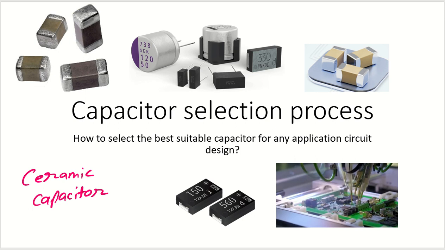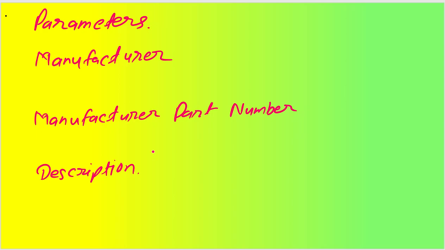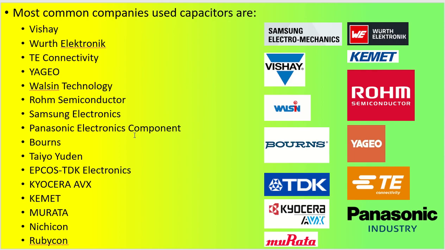If you see the parameters, we first have to target which manufacturers we should be taking. We need to understand which manufacturers in the world are producing good capacitors. I have listed some of them. As you can see, we have Samsung Electro-Mechanics, Vishay Semiconductor, Walsin, Bourns, TDK, and Kyocera AVX. Earlier it was AVX, but it was acquired by Kyocera, so it is Kyocera AVX.